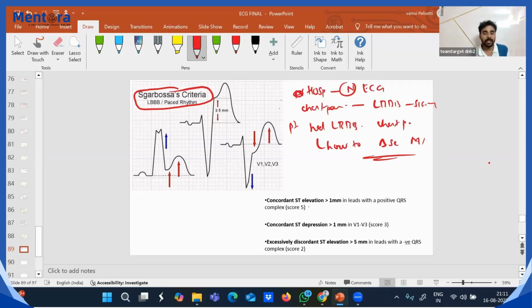So how can you identify? There are 3 points. One is concordant ST elevation. What is concordant ST elevation? Positive QRS is there, then you have ST elevation also. Both are positive, it's concordant. Concordant ST elevation of only 1 mm.